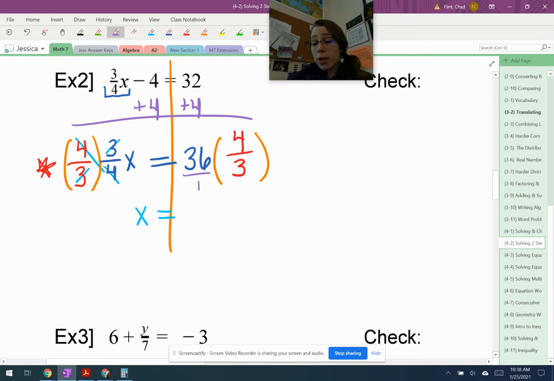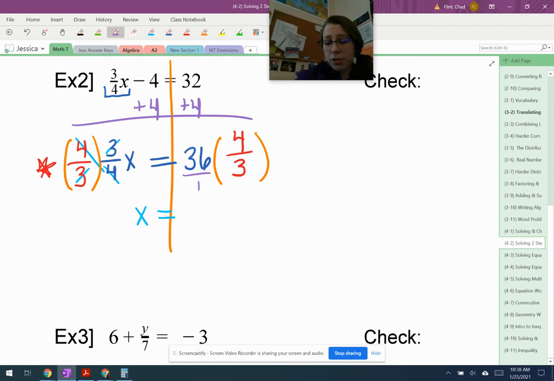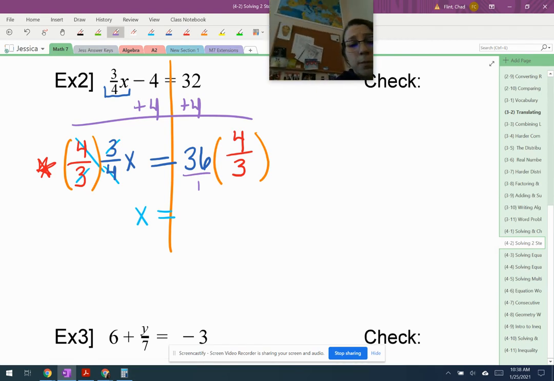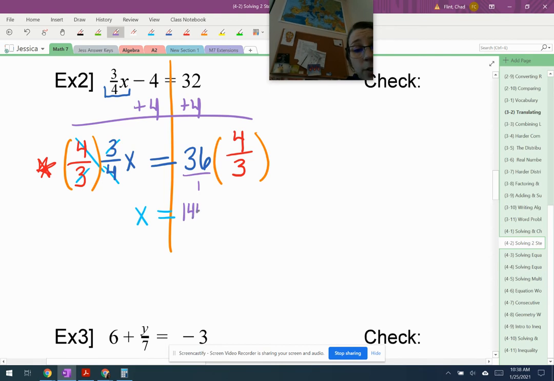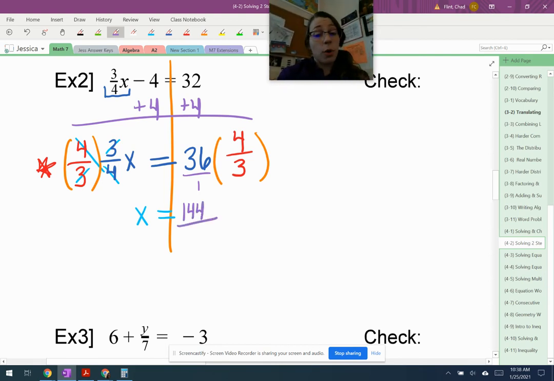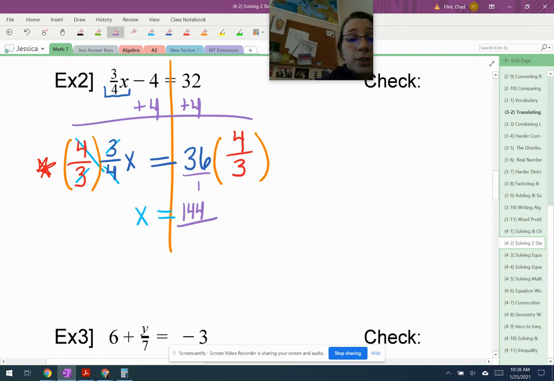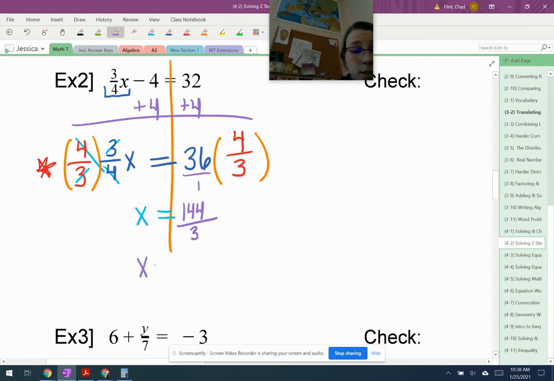36 times 4 on the top of my fraction there is 144. And again, you're using your calculator to do that math because I don't really care if you can do it in your head or not. I care that you know what like terms are. I care that you know how to solve an equation. I don't care that you could do it in your head.